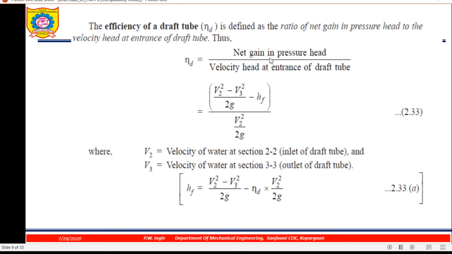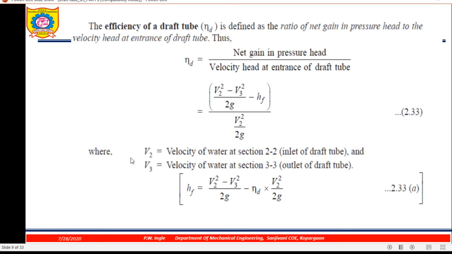Now, efficiency of draft tube is nothing but net gain in pressure head to the velocity head at the entrance of draft tube. This is net head, because of loss we are subtracting the loss of head due to friction, and this is the change of kinetic head into pressure head. So that's why you are getting efficiency as net gain in pressure head upon this. How are we getting pressure head? By converting the kinetic head.